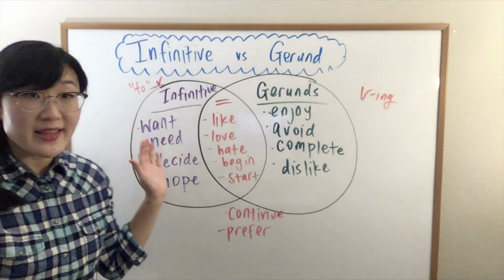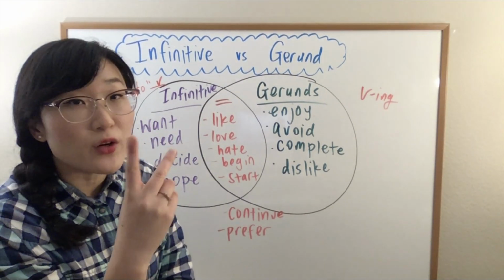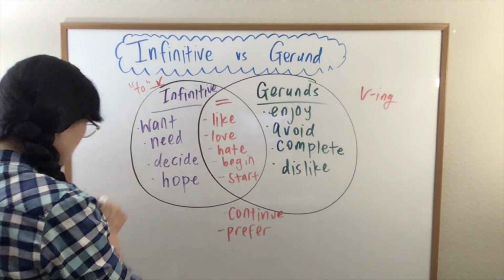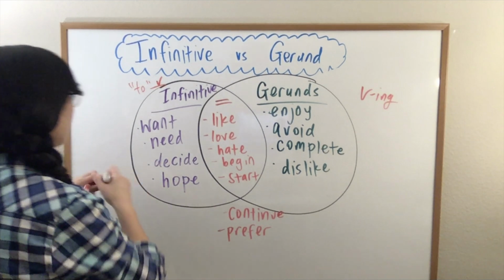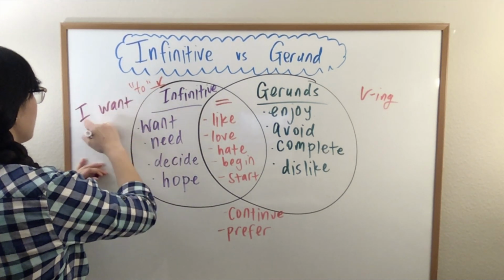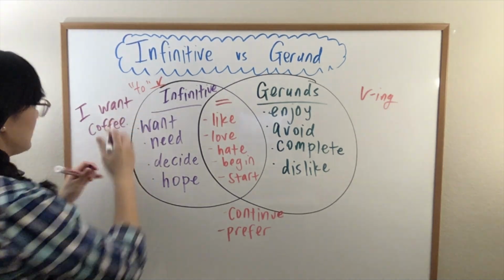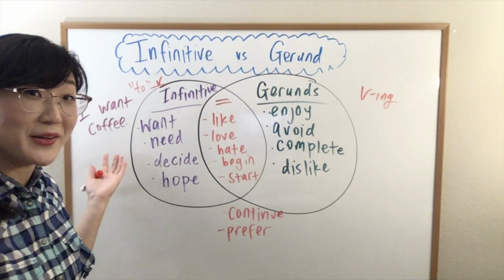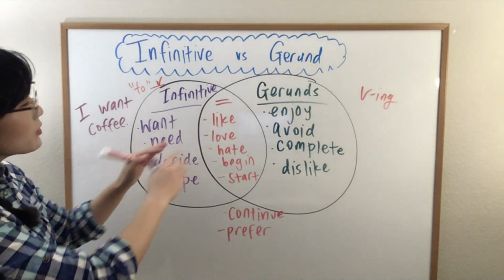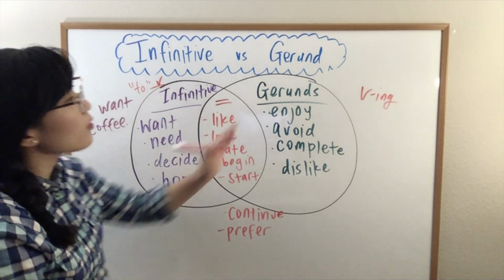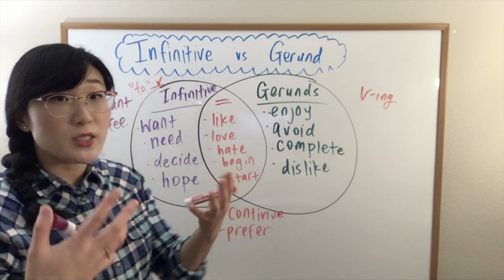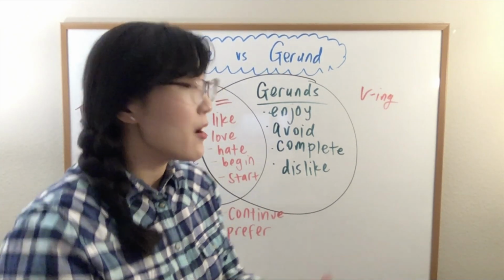But that's not saying that every sentence must have 2 verbs or 1 verb and 1 verbal noun. You could say, for example, I want coffee. I want coffee because I am tired. In this situation, you only need 1 verb. You do not always need to use the infinitive or always need to use the gerund. It depends on the situation, what you want to express, what you want to say, right?